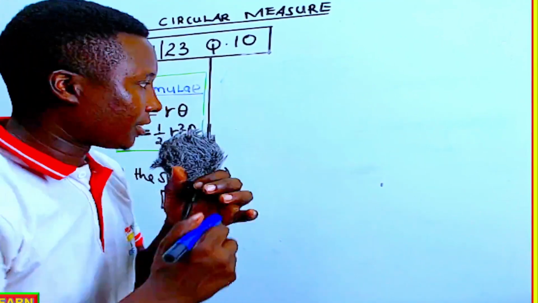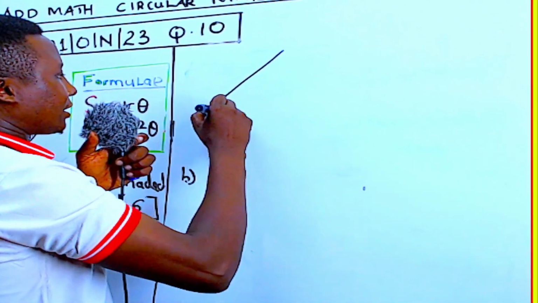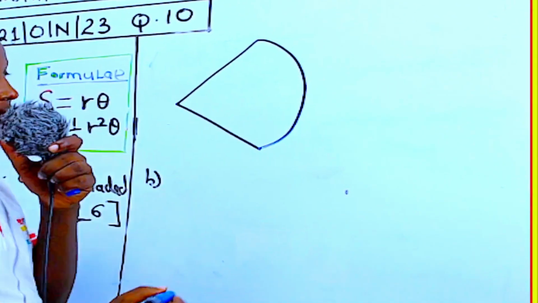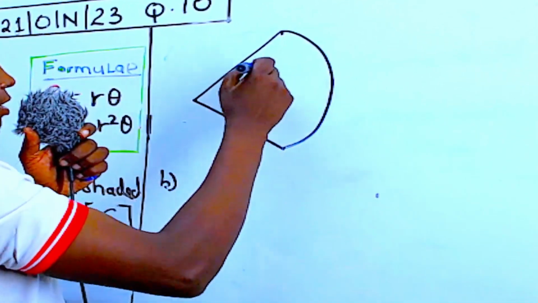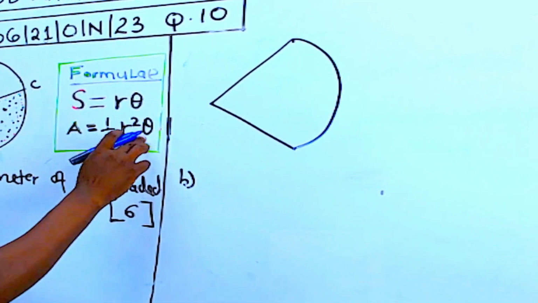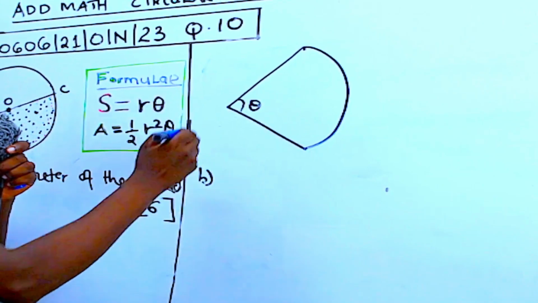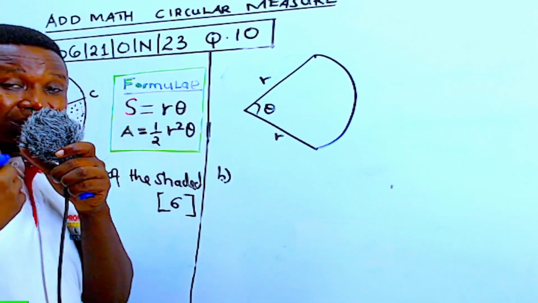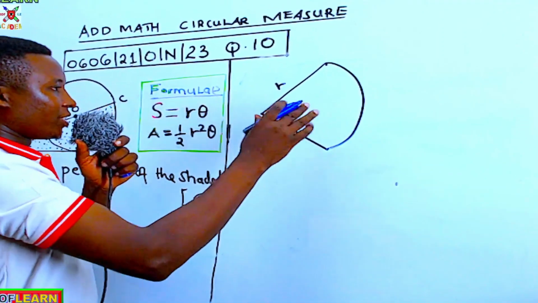Now, for instance, suppose you are given a question and a sector is given like this. This is a very common question that you're going to find. If you want to work out the area of this sector, you are going to apply this formula, area of the sector, whereby this angle is theta, and this represents the radius, and this represents the radius. So that's something that you need to remember. At any given point, you are given the area of a sector like this.